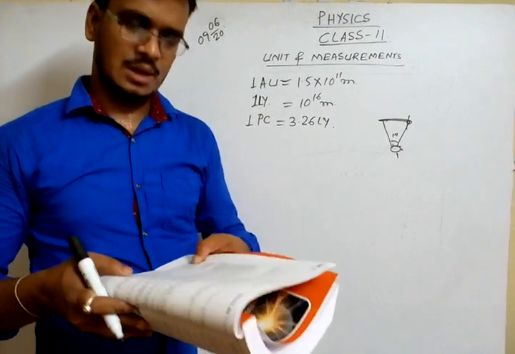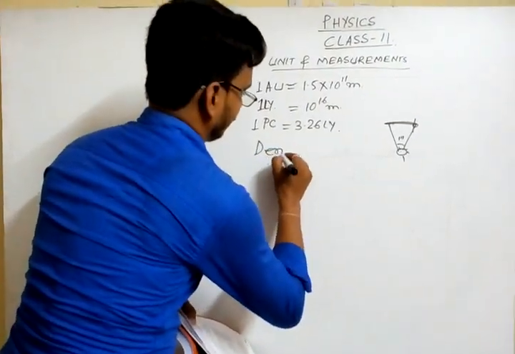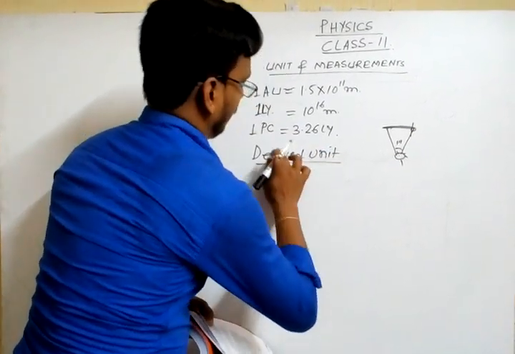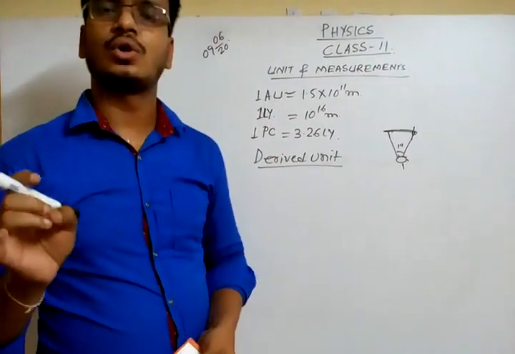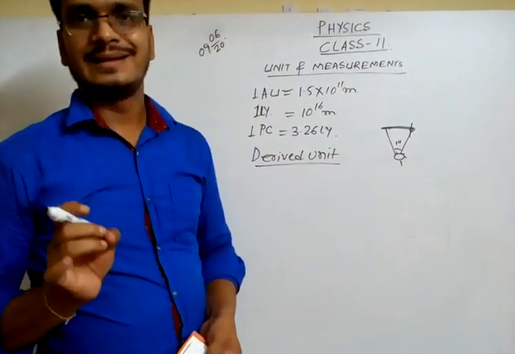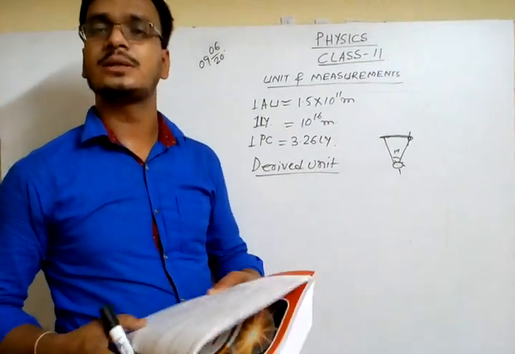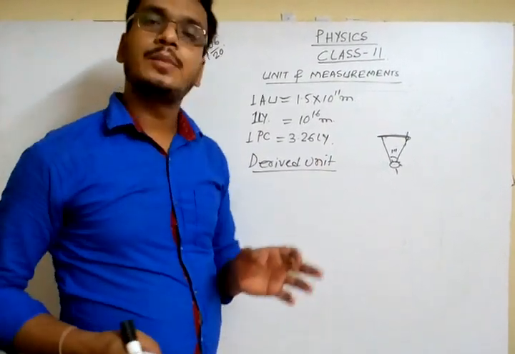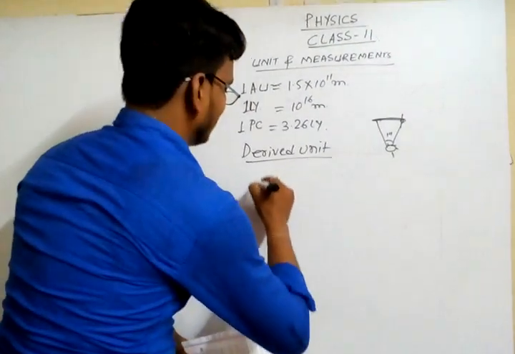After that will come the derived unit. What is a derived unit? A derived unit is a unit which is not independent, but depends upon other units. It means the unit which depends upon other units is known as a derived unit. For example, here it is given density.